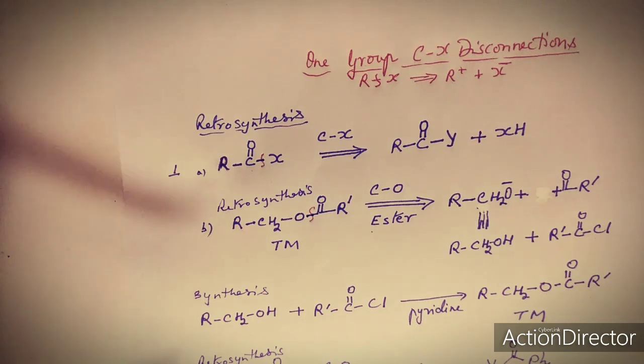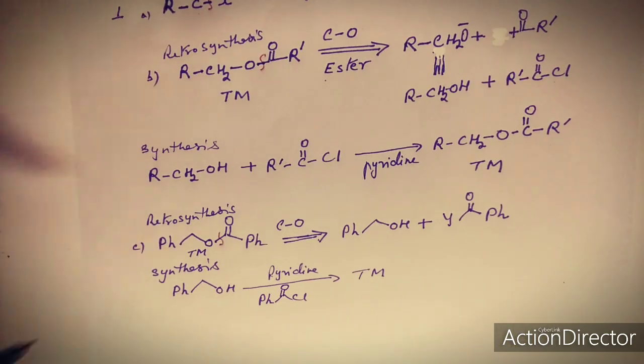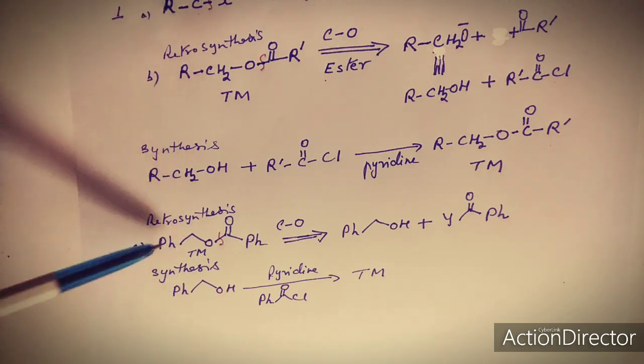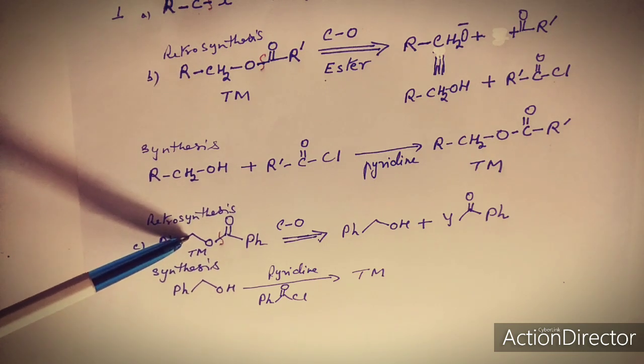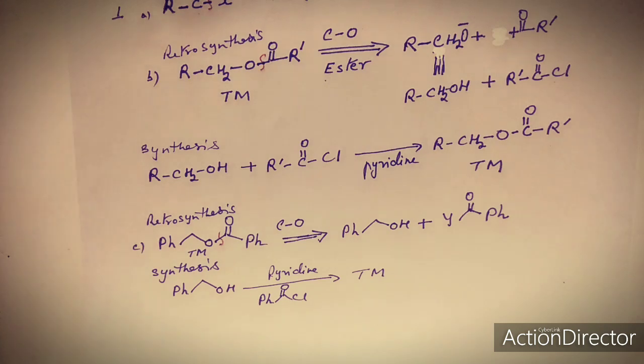So in this case, once we disconnected this compound, this perfumery compound is analogous, similar to this, because this too is an ester. So this is C6H5CH2O C double bond O C6H5.